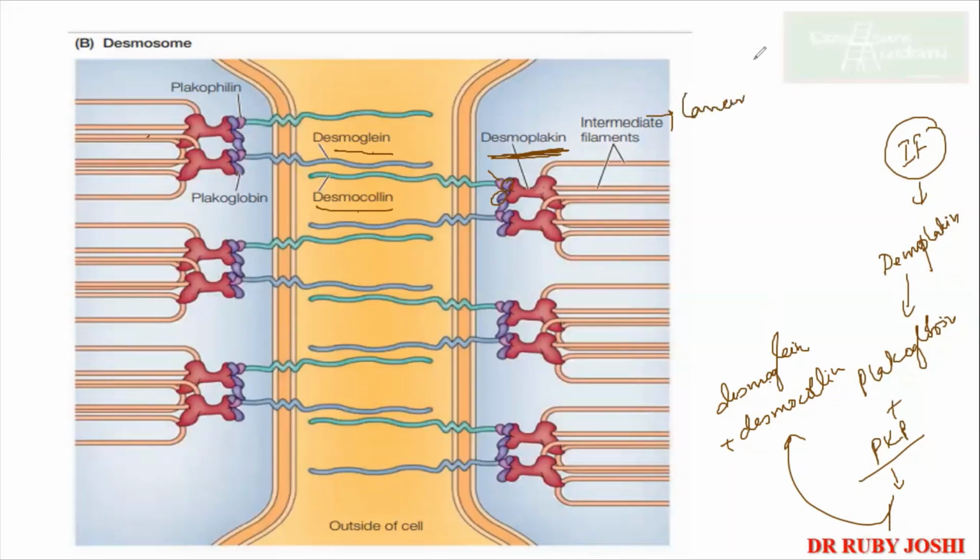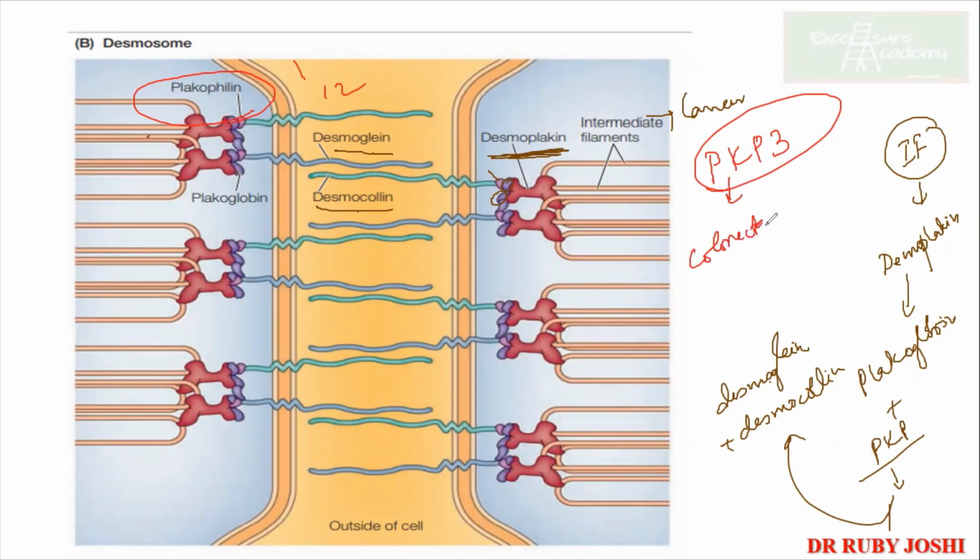For example, when I was working at Tata Cancer Hospital, I was working on this plakophilin. Okay, and plakophilin में भी बहुत तरह के types होते हैं. So I was working on PKP3. There are 1, 2, and many are there. So I was working on this, and what I found is that if this protein is mutated, okay, it results in colorectal cancer.